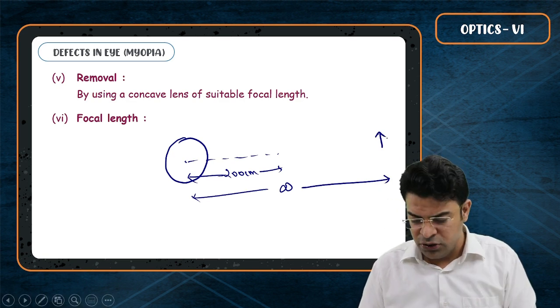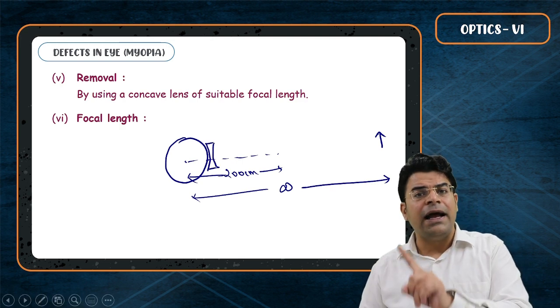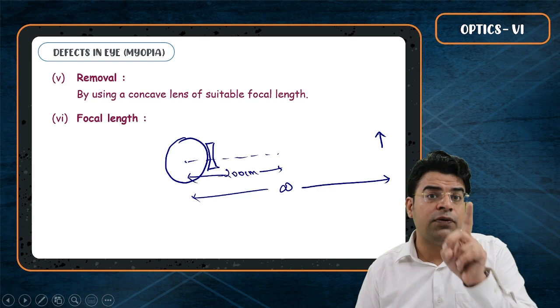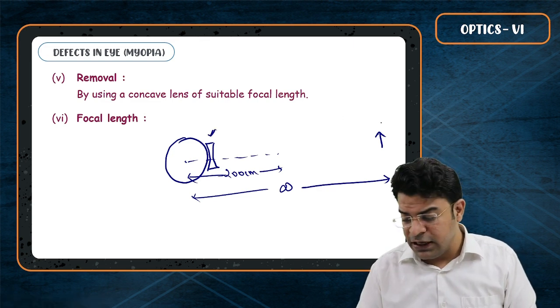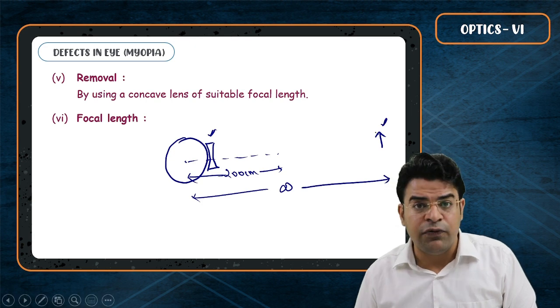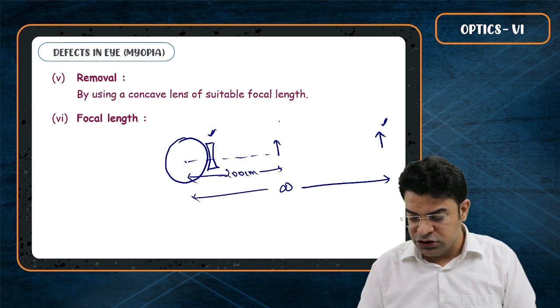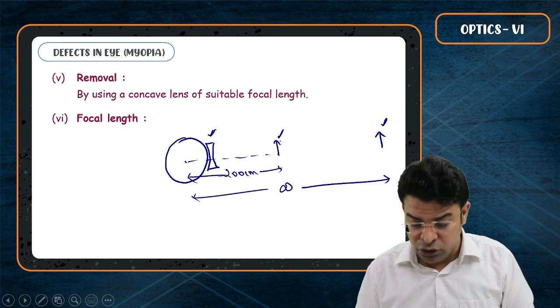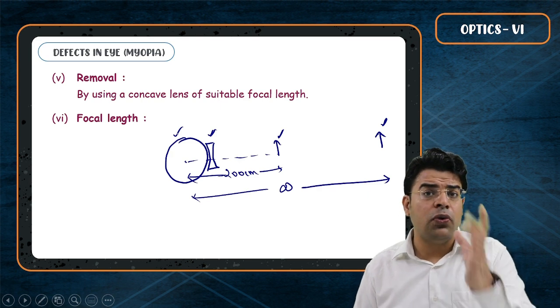So what's the cure? Place a lens in front of the eye. The image formed by the lens will act as the object for the eye, and this lens should form the image of the object placed at infinity at a distance of 200 centimeter. And then this object will be clearly visible to the eye and the myopia is cured. So this is so easy.